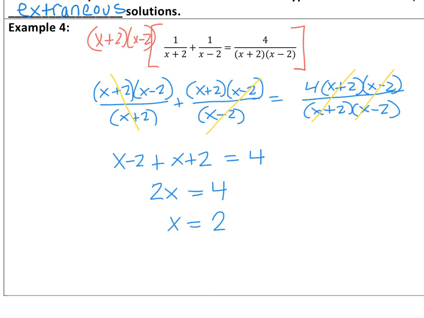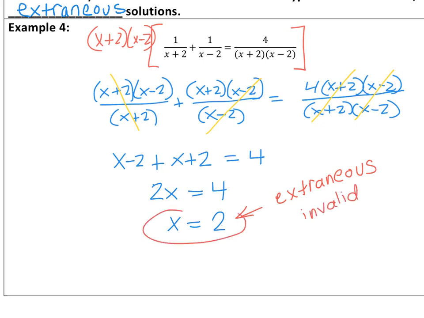But problem, is it a solution? If I substitute x equals positive 2 up here and here, we'll have undefined terms. So x equals 2 is extraneous or invalid, as it would create a 0 in the denominator. And so x equals positive 2 is not a solution. And in this case, then, this particular equation has no solution.